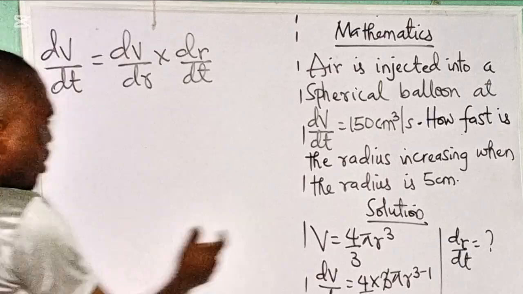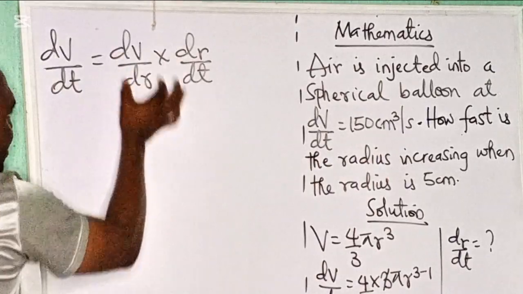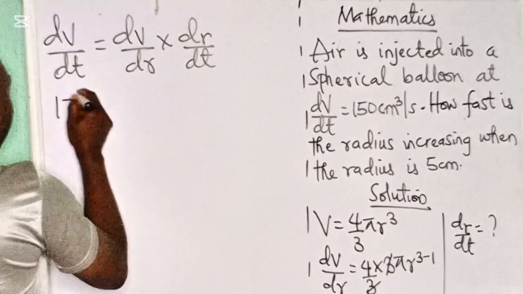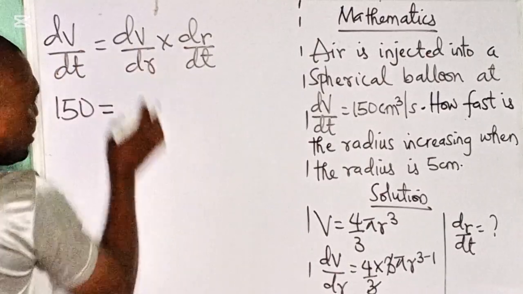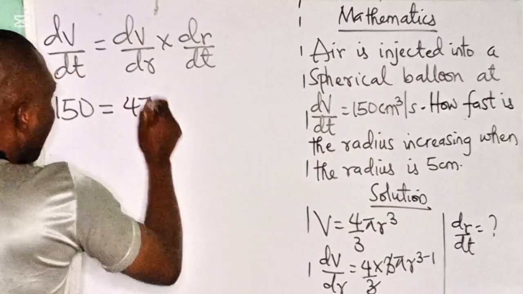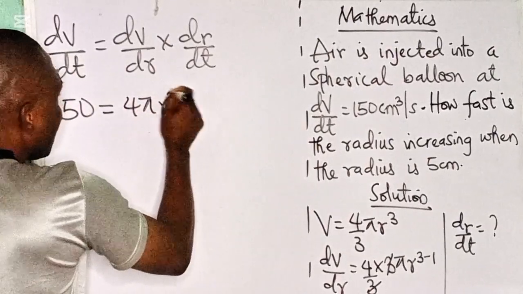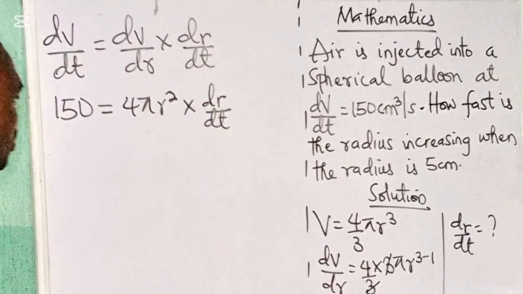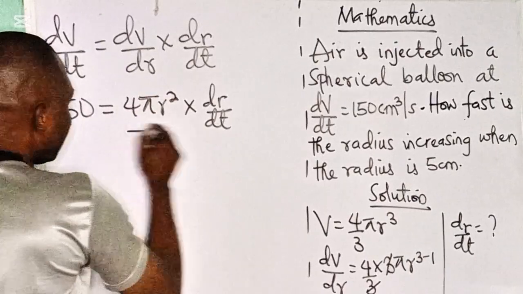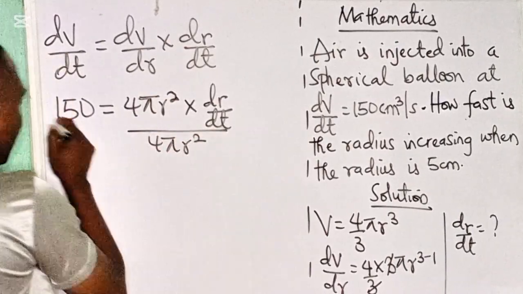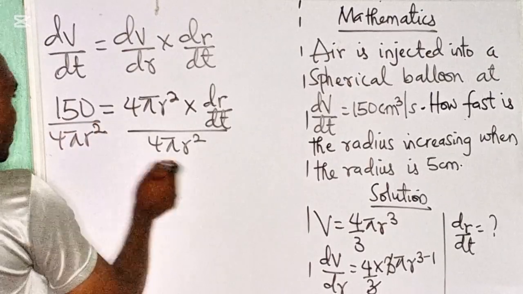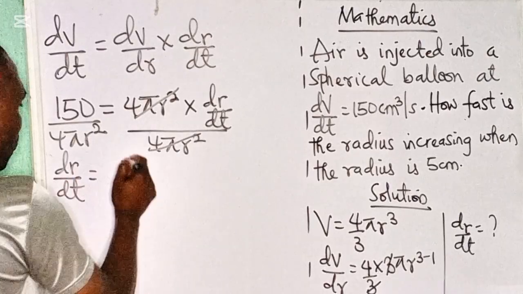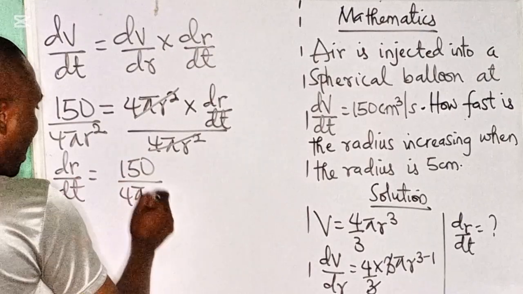Now dV/dt is already given as 150. dV/dr is this. So from what we are having here, 150 is my dV/dt, my dV/dr is 4 pi r squared, times my dr/dt, which is unknown. Am I communicating? So at the end of the day now, I can divide both sides by 4 pi r squared. So this cancels this. My dr/dt now is equal to 150 over 4 pi r squared.